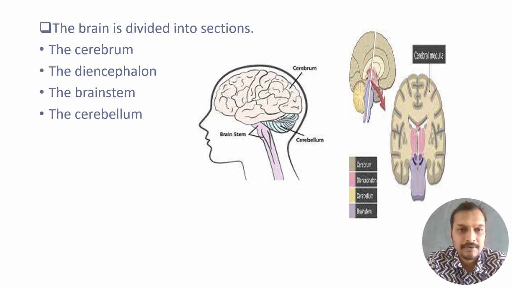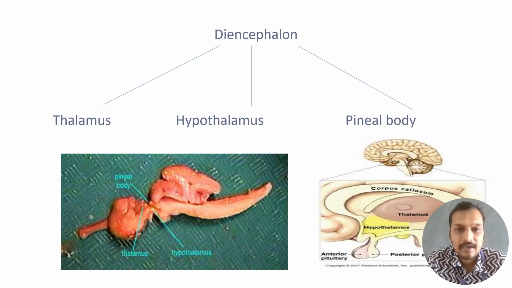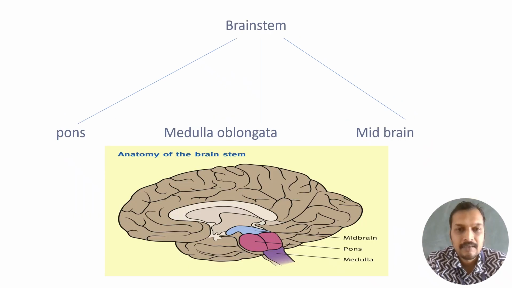The brain is divided into various sections: the cerebrum, diencephalon, brainstem, and the cerebellum. The cerebrum is further divided into the cerebral cortex and the cerebral medulla. The diencephalon is divided into the thalamus, hypothalamus, and the pineal body. The brainstem is divided into the pons, medulla oblongata, and the midbrain. Here we see initially there is the midbrain, followed by the pons, then followed by the medulla. This one is called the cerebrum, the forebrain. The middle part is called the midbrain, and the posterior part is called the hindbrain.